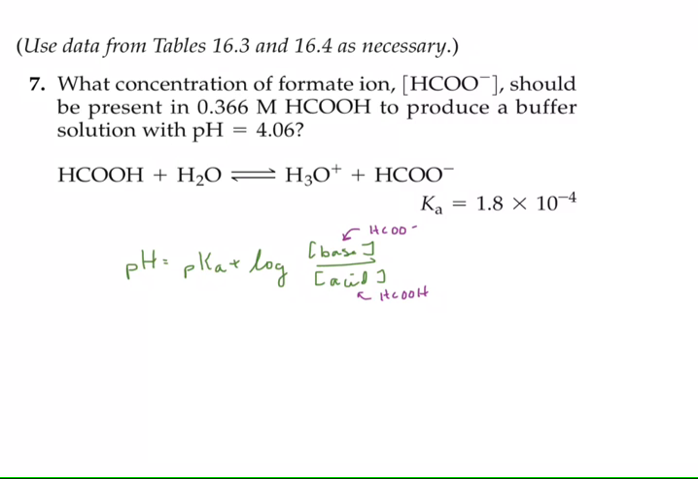Dealing with formic acid and formate here, similar to acetic acid and acetate. What concentration should be present? So in this case, it's not as complicated as what we just did. You just have to come up with the molar concentration of the formate ion. And it gives the molar concentration of the formic acid.